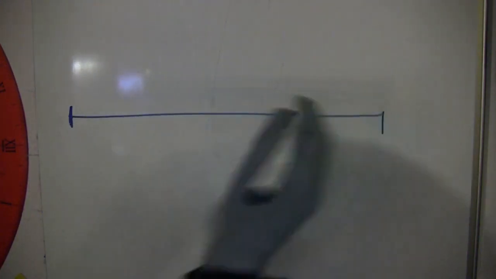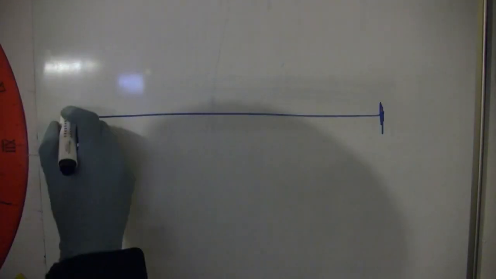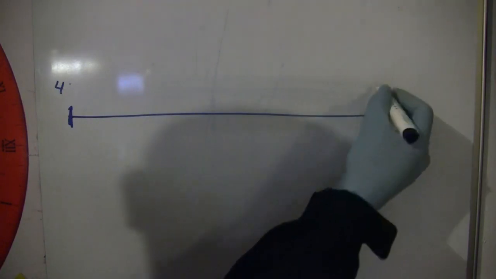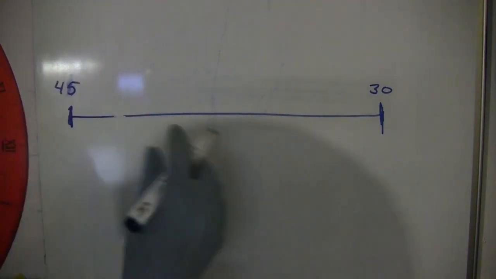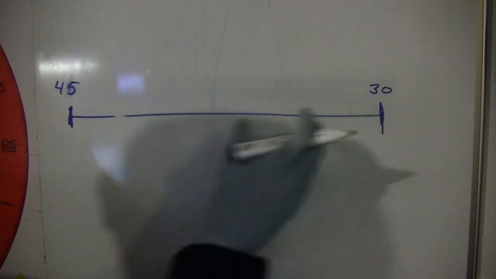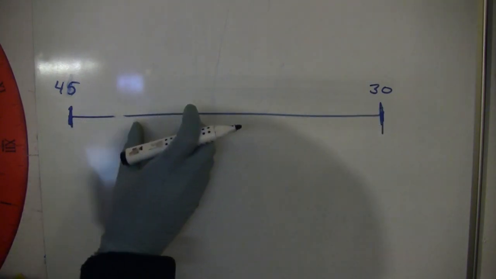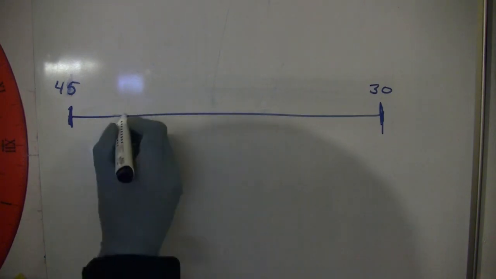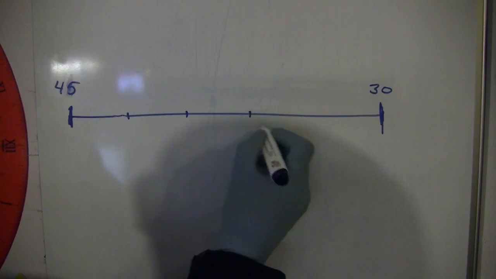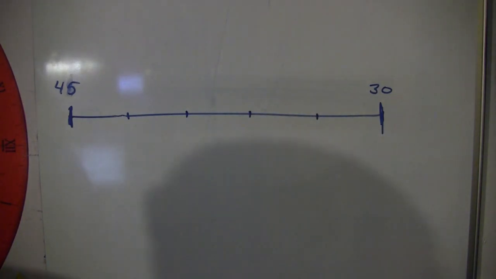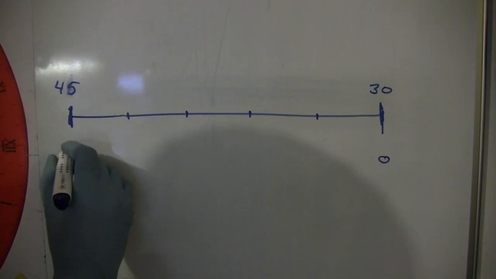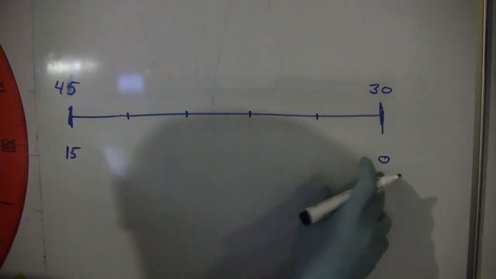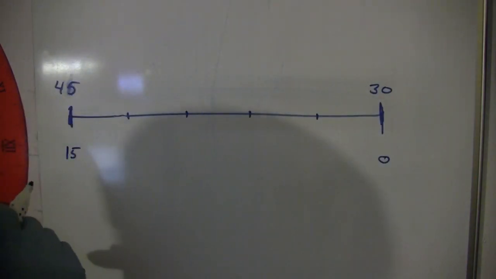So let's say these are the latitude lines. Sydney's latitude is between 30 and 45. The best way to do it is to divide the distance in 5 equal size pieces: 1, 2, 3, 4, and 5. It means if this is 0, this is 15 degrees, between 0 and 15 degrees, 30 to 45.